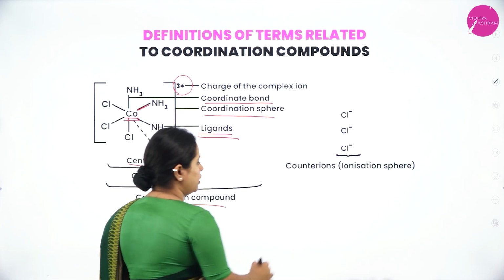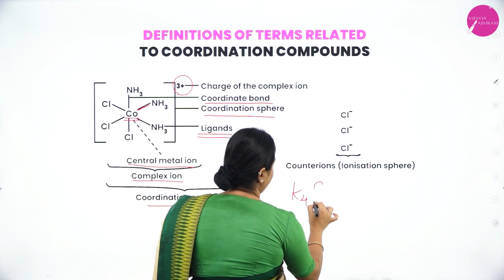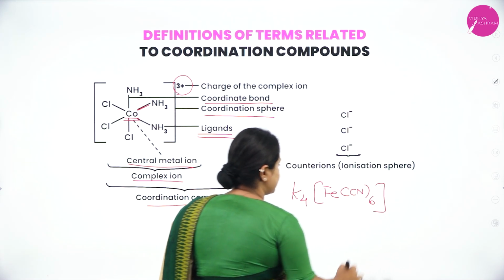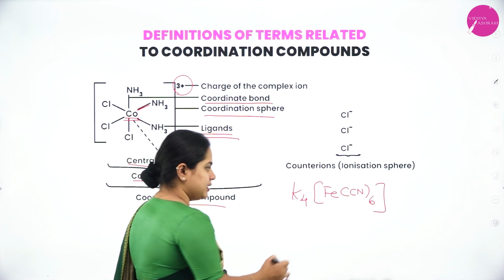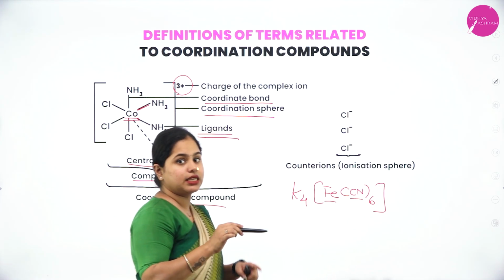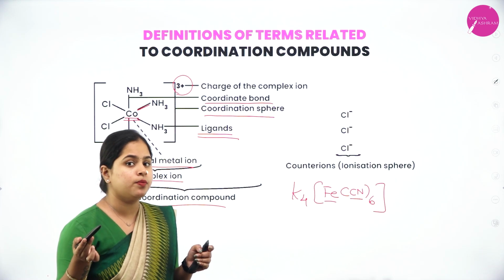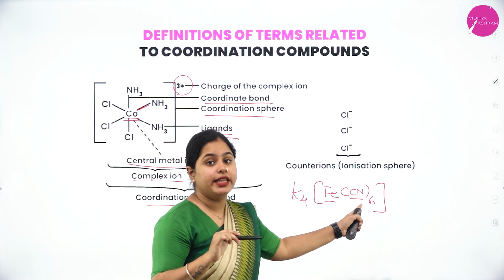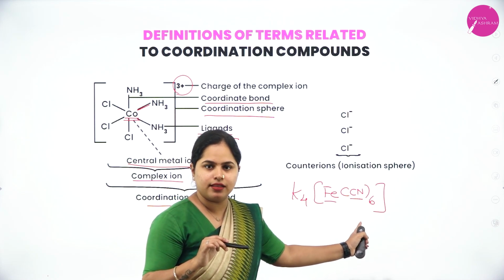Okay, and we have already discussed an example before, K4[Fe(CN)6], right? So in this example, as you can see here, this is the central metal atom, iron, right? And 6 CN minus will be surrounding the iron atom. That is the central metal atom. So this is called the ligand, right? So CN minus are the ligands.